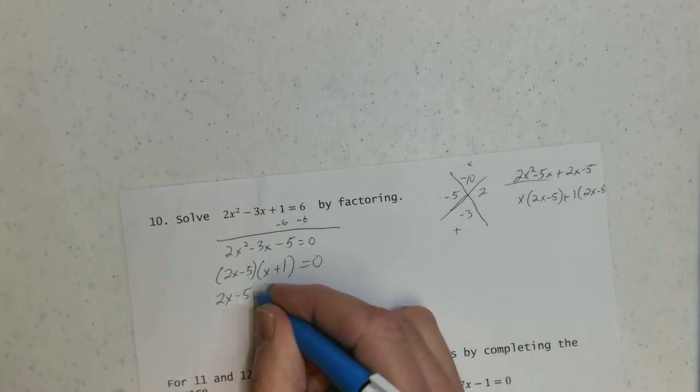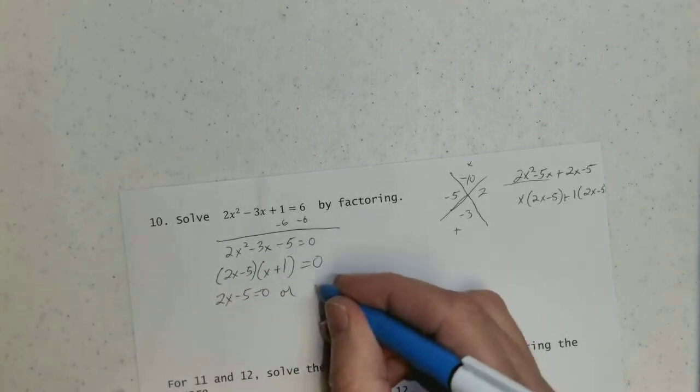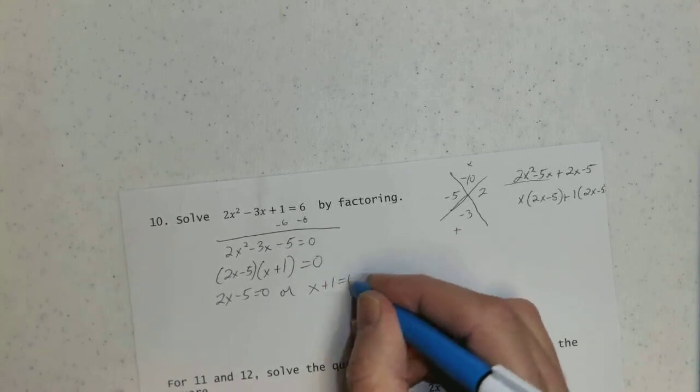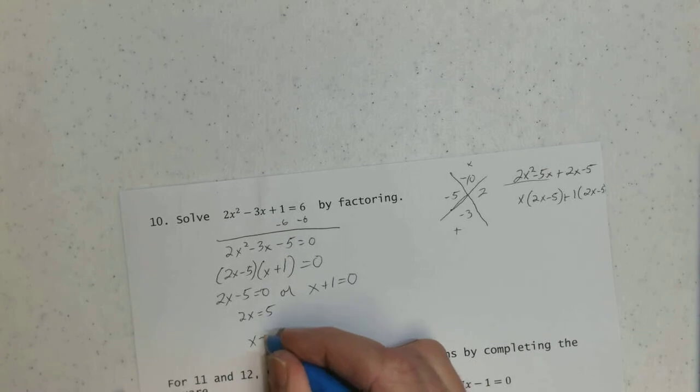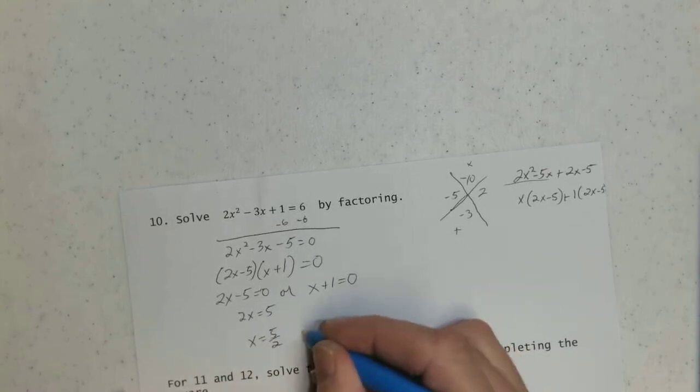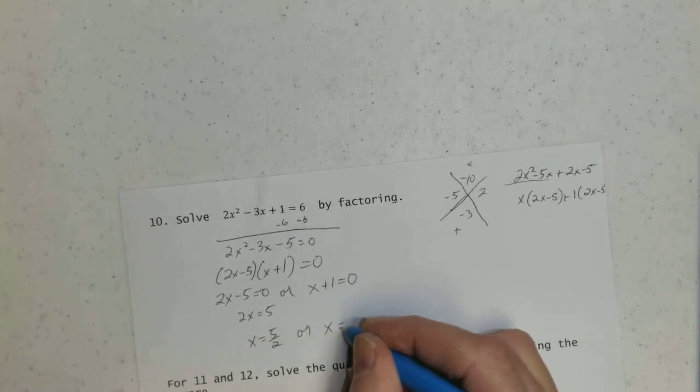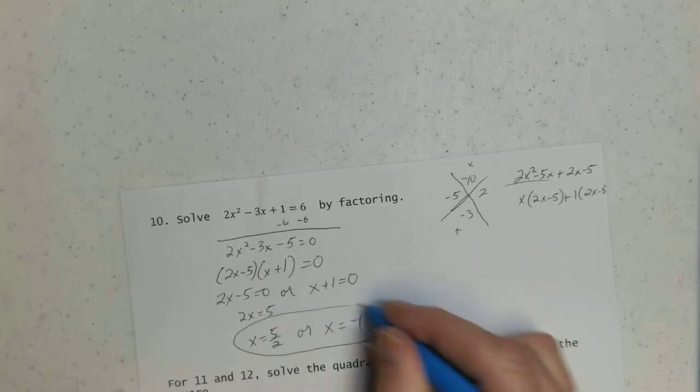2x minus 5 equals 0, or x plus 1 equals 0. 2x equals 5, x is 5 halves, or x is negative 1. Okay.